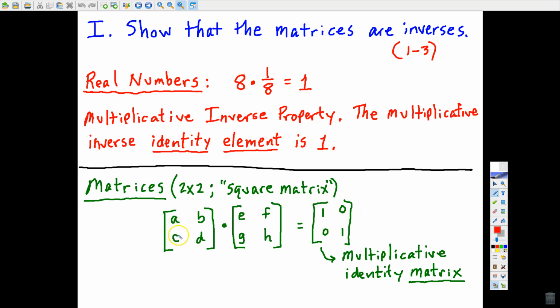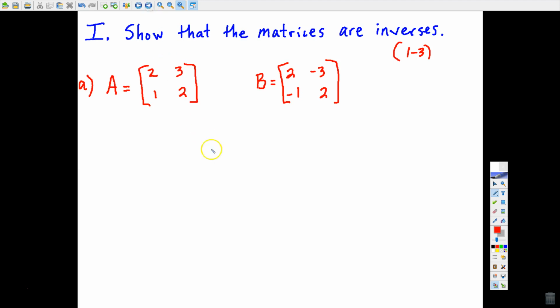If I were multiplying 2 3 by 3 matrices together and they were inverses, then the result would look like this. A little different, but you see how we have those diagonal ones starting from the top left all the way down to the bottom right, and the 2 by 2 illustrates that as well. So this is always called the multiplicative identity matrix. And with that in mind, I'm going to show what you're going to do on 1 through 3.